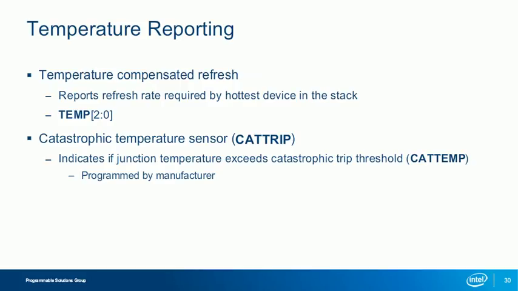The other temperature reporting feature is CAT trip, or the catastrophic temperature sensor. This sensor is responsible for detecting if the junction temperature of any die in the stack exceeds the CAT temp threshold, which is programmed by the manufacturer. If the CAT trip signal is enabled, the controller must stop all traffic to the memory and stall to avoid potentially catastrophic damage to the part. The device must be powered off and cooled down to clear the CAT trip signal.